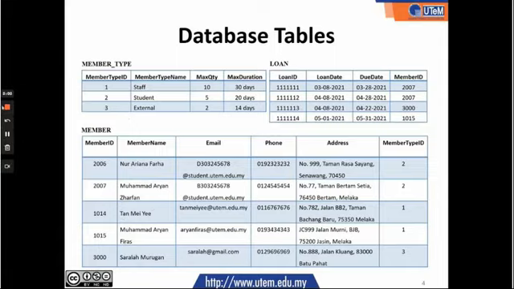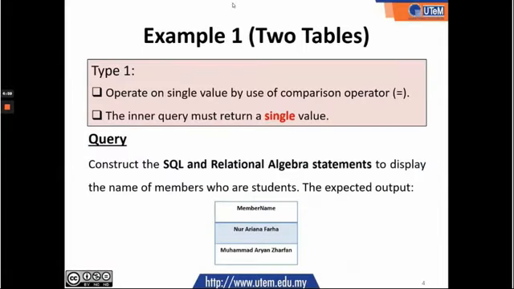Example number 1, obtaining data from two database tables using type 1 nested query techniques with comparison operator equal. The inner query must return a single value. So the query is: construct the SQL and relational algebra statements to display the name of members who are students. This is the expected output of this query with two records. Number 1, Nur Ariana Farha, and then the last one, Muhammad Aryan Zarfan.